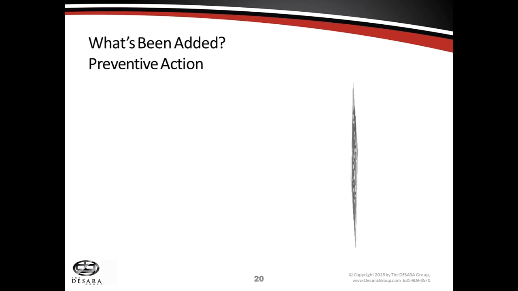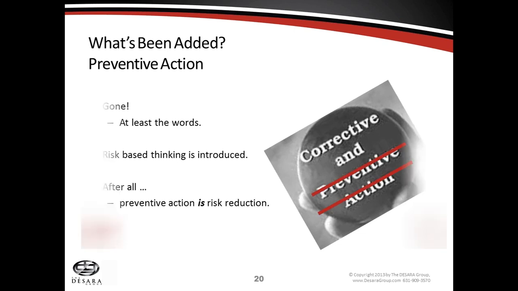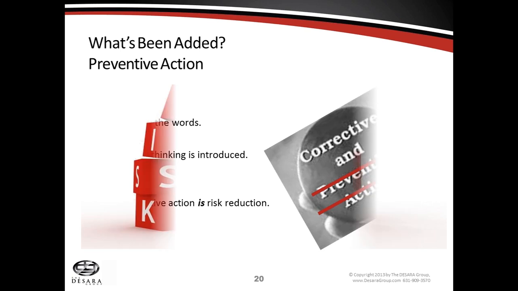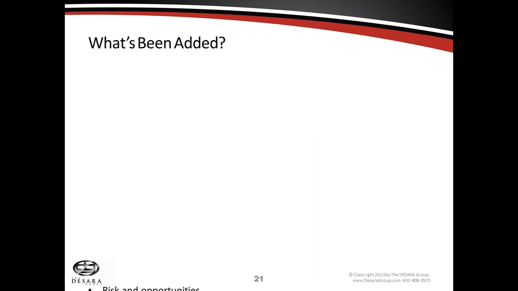Preventive action hasn't really been added. In fact, the wording is gone. They've introduced, as I'm sure most of you know, this thing called risk-based thinking. The thought behind it is, what is preventive action other than risk reduction? So in 6.1.1, it states that organizations shall consider the risks that need to be addressed. And the term preventive action has been removed from the standard. And risk takes its place.